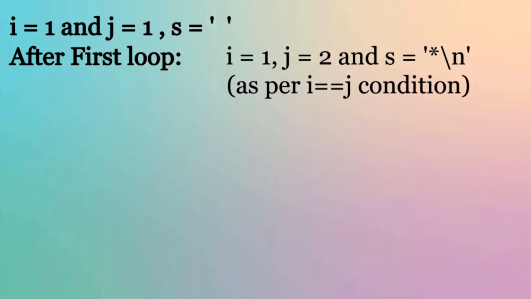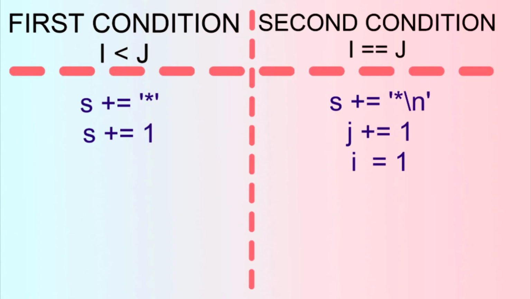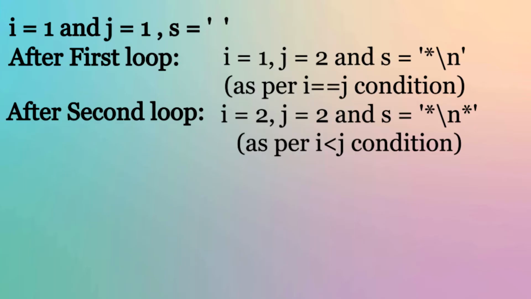Initially the value of i and j is equal to 1. So, it will run our second if condition and make the value of i equal to 1 and j equal to 2. Now our string s will become this. So, again the value of i is 1 and it will run our first condition and the value of i will be increased by 1. And it will add a star symbol in our s string.